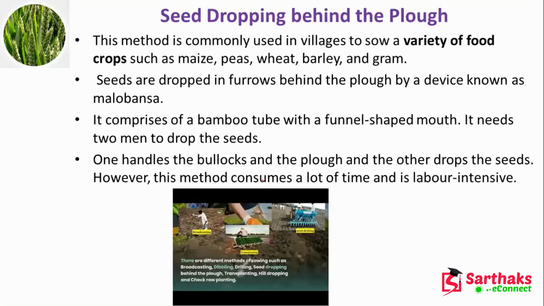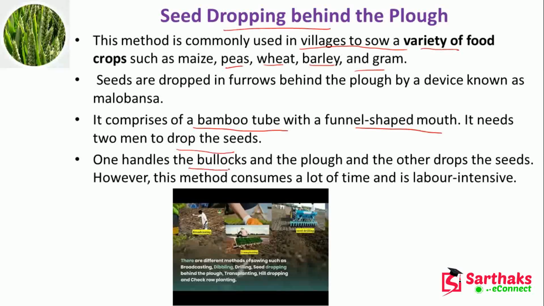Now, seed dropping behind the plow. Here you can see the different methods of sowing such as broadcasting, dibbling, drilling, seed dropping behind the plow, transplanting, heel dropping, and check row planting. There are several methods. Seed dropping behind the plow is used in villages to sow a variety of food crops like maize, peas, wheat, barley, and gram. You have a bamboo tube with a funnel-shaped mouth, and it needs two men to drop the seed.